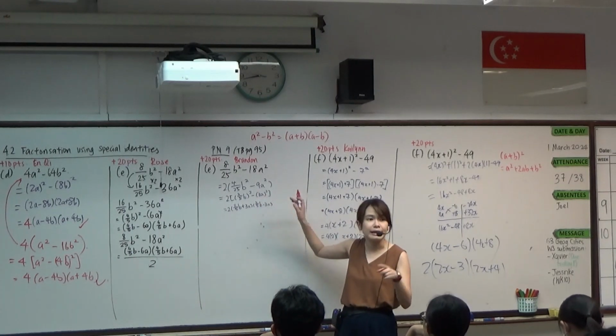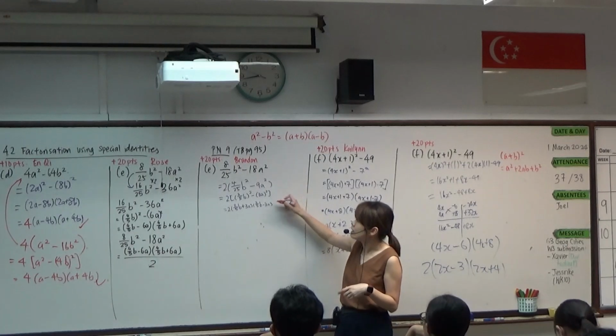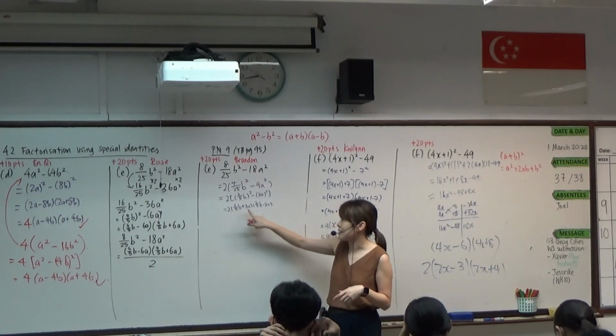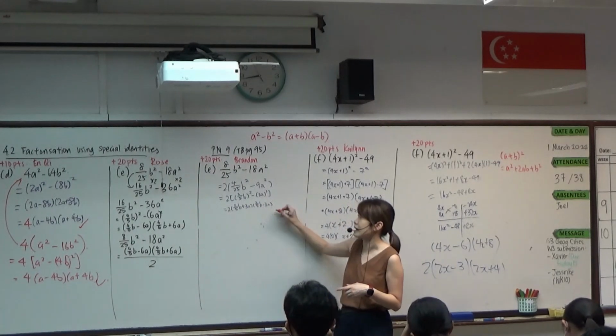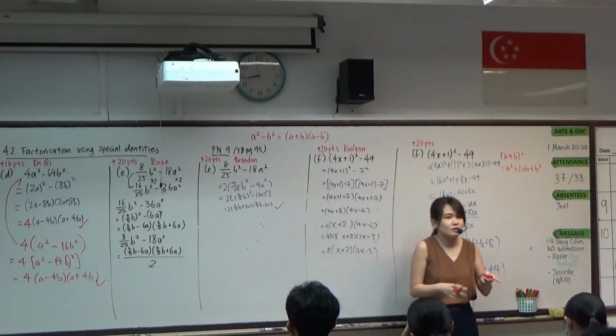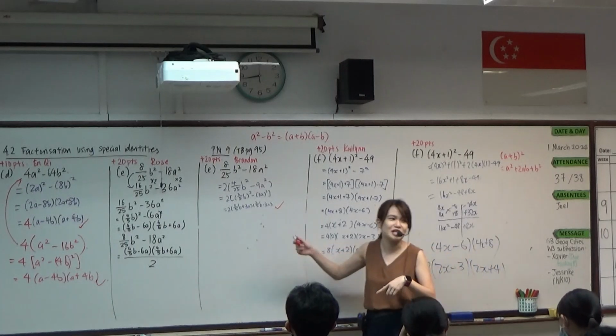I hope the people at the back can see this. Then after that he applied the a plus b, a minus b identity, keeping in mind that the 2 stays outside. So his method is correct, although it took him a few iterations of changes.